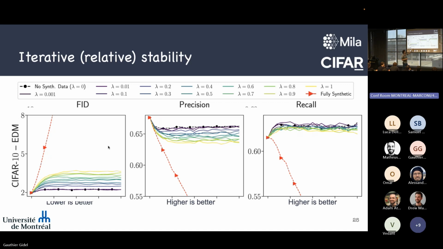Precision and recall are two metrics that are a bit more specific than FID. Precision is the quality of the image, and recall is the diversity. For precision and recall, higher is better. Once again, you see that collapse for the fully synthetic and stability for the two other ones.